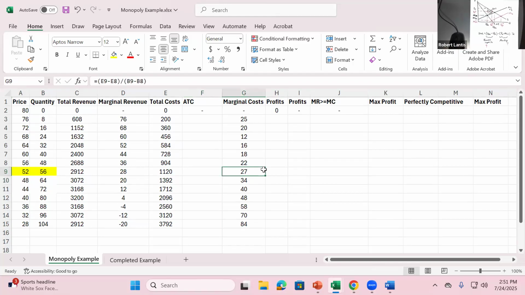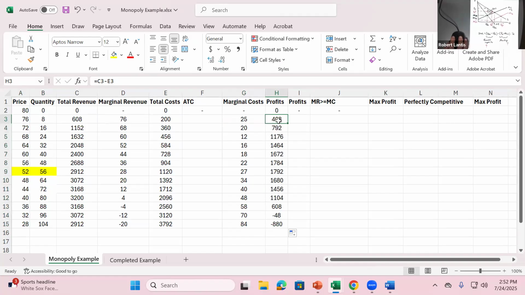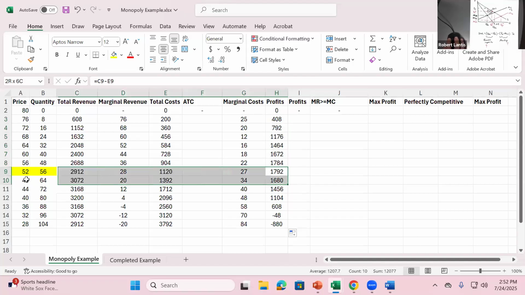Now we can prove this to ourselves by calculating profits. There's two ways we can calculate profits. The first is simply going to be take my total revenue and subtract my total costs. Now, hopefully when I copy this down, what I'll see is that as I produce more, my profits are increasing up to this point. If I go past this point, they're decreasing. Okay, that's the profit maximizing quantity and price combination.